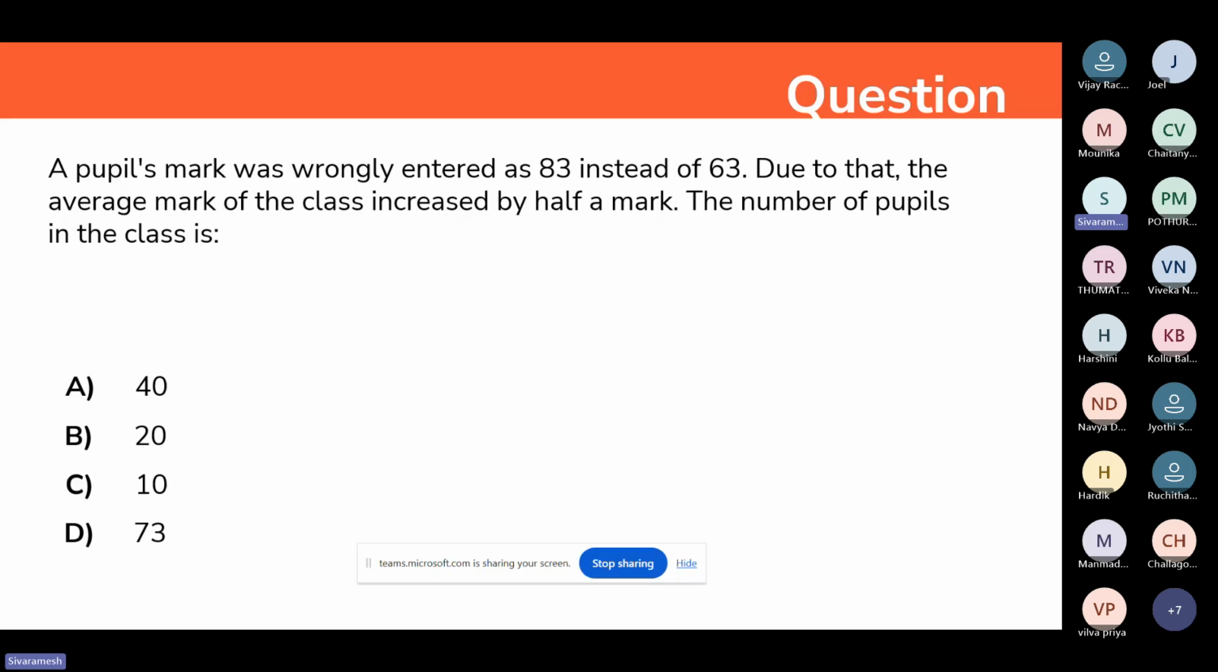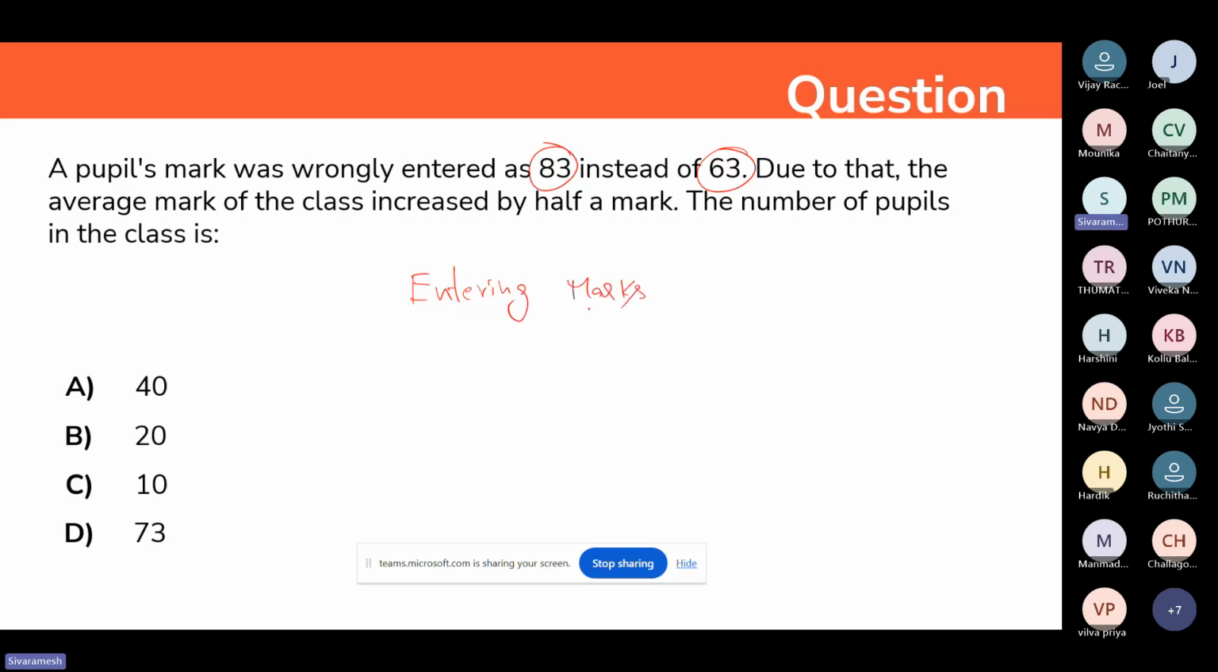Okay, see guys, no need to consider any equation kind of thing. Just understand the logic. I'll explain a simple logic and a simple shortcut. Here, a person's mark was wrongly entered as 83 instead of 63. Let's say the task here is entering marks.